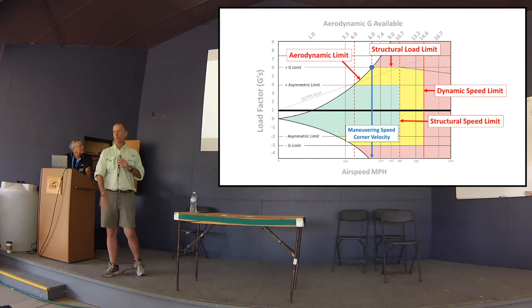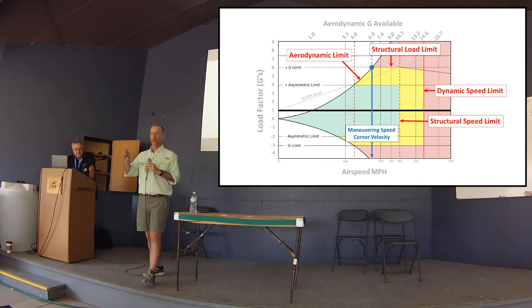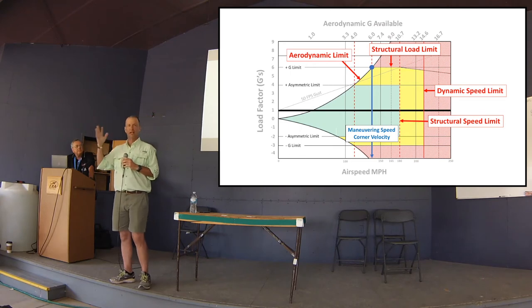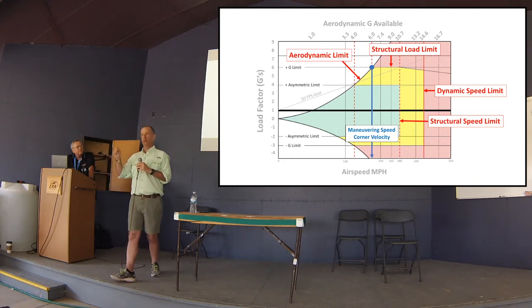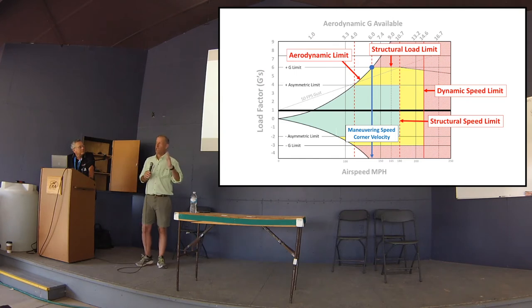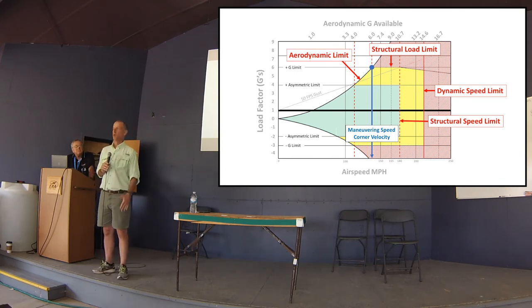What about VNO though? Is VNO an indicated airspeed or is that a true airspeed? How do we think about VNO? The thing about VNO is it's an indicated airspeed, okay? It's always an indicated airspeed because it's actually based on a gust load. So when the engineer builds the airplane and designs the airplane, he designs the airplane to a certain gust load. In the case of a FAR 23 airplane, it's 50 feet per second.